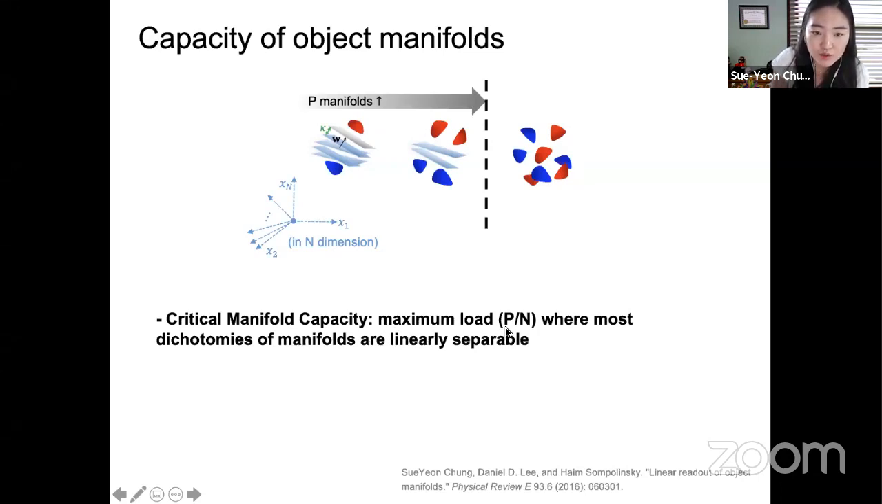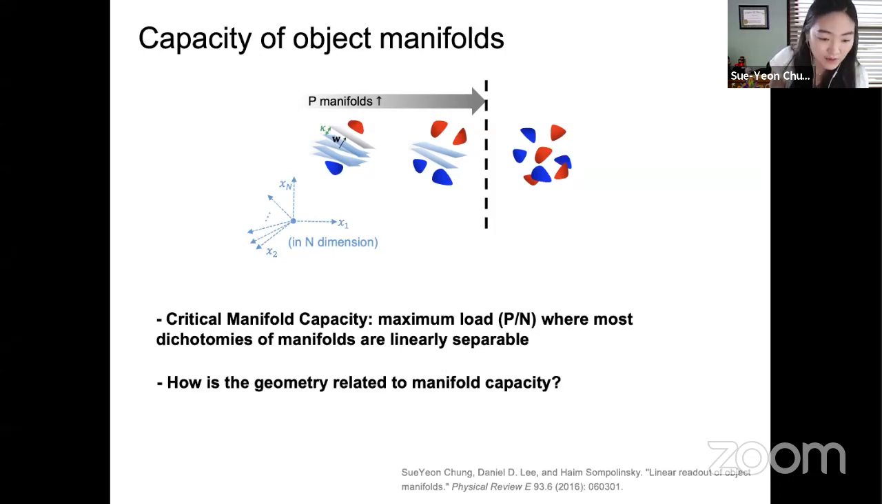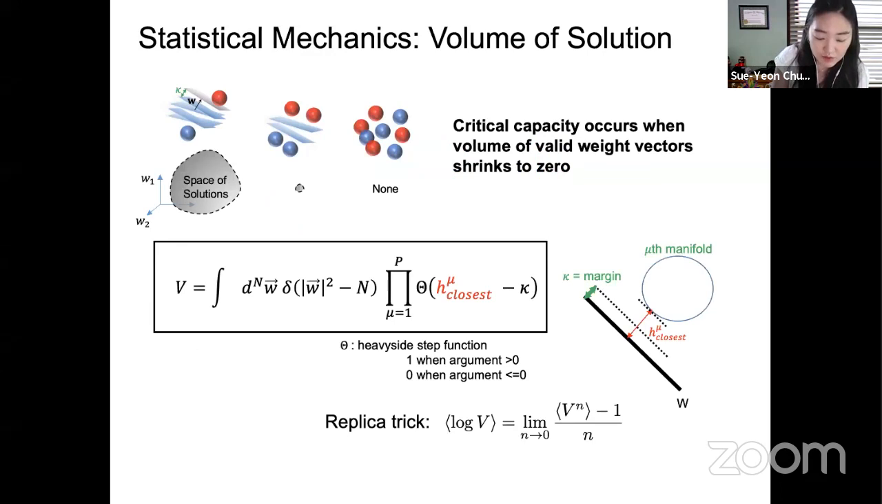That is the maximum load, which is P over N, where P is the number of linearly classifiable categories or object manifolds, divided by N, where N is the ambient dimension, at which most of these dichotomies of the manifolds are linearly separable. Now, the next question for the theory is how the geometry of these object manifolds is related to manifold capacity. To do this, we use a tool from statistical mechanics to compute the volume of the solution. Here is a similar picture where we're separating between different spheres, and you can see that the space of linearly separating solutions is large, but it becomes smaller as you have more manifolds, and the volume of solutions becomes zero as you approach the critical capacity.